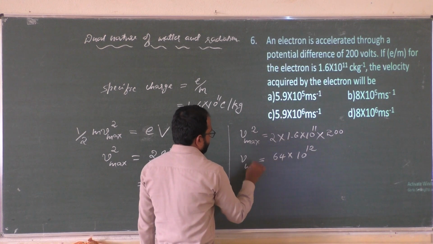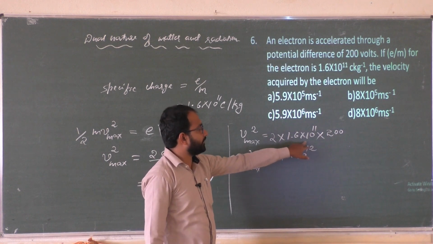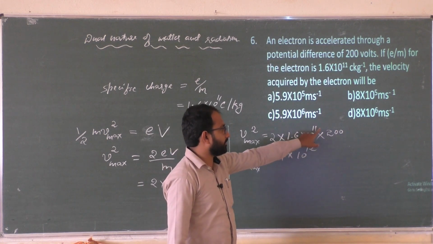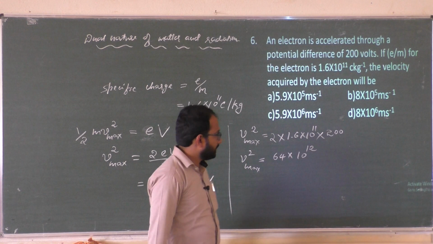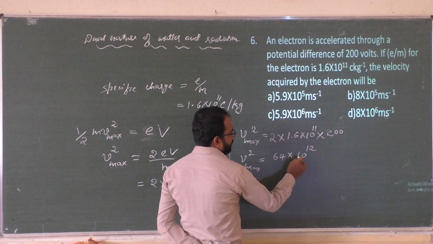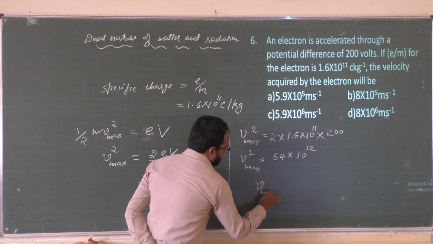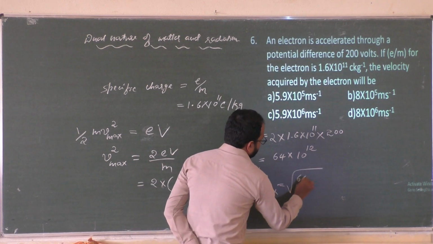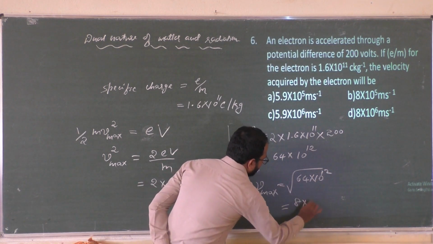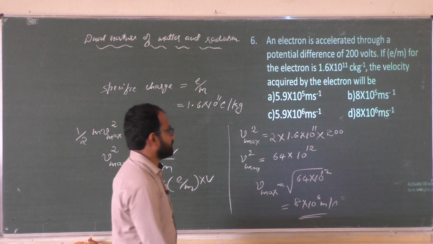V maximum square, right? If this is 16, then 16 into 10 to the power of 10. 16 into 2 into 2 is 64, into 10 to the power of 10 into 10 to the power of 2, that is 10 to the power of 12. Now you can take the square root, so express this power in an even number. V maximum is equal to the square root of 64 into 10 to the power of 12. So this is equal to 8 into 10 to the power of 6 meter per second. The option is D.